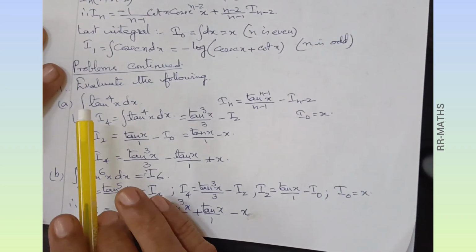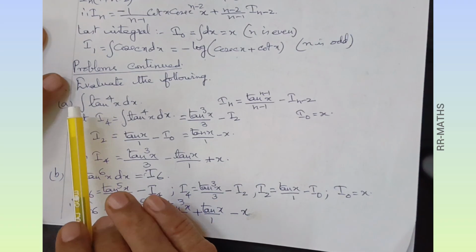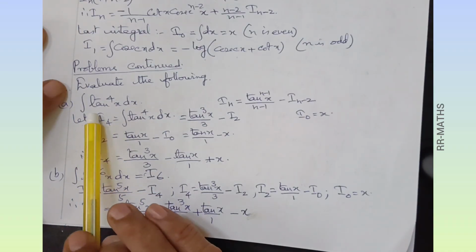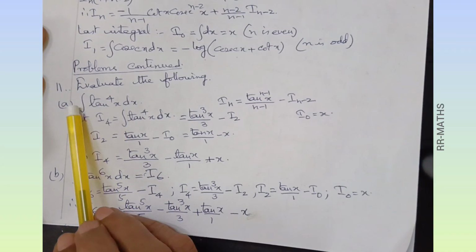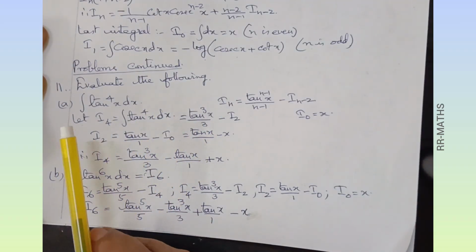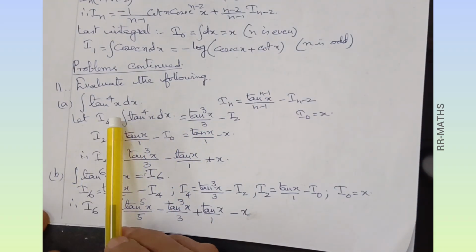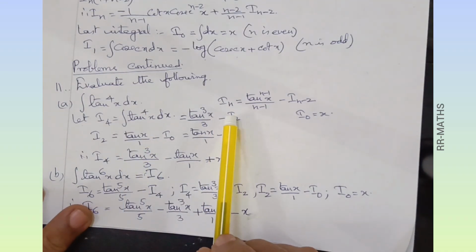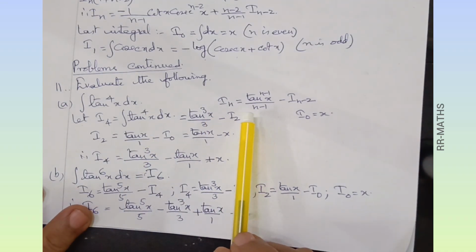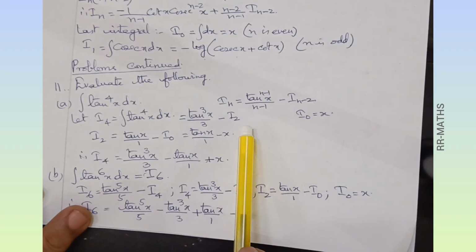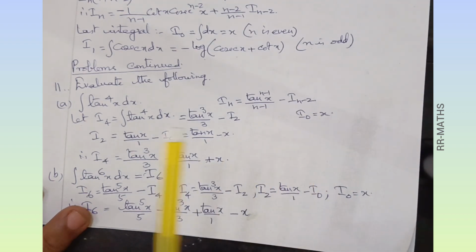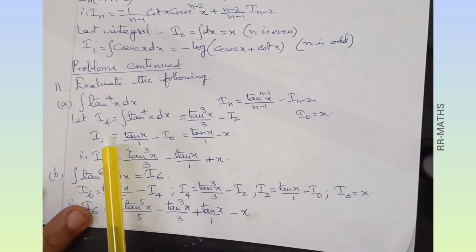We are doing reduction formulae. We will do problems related to tan, cot, secant and cosecant today. So we start with evaluate the following integrals. I take the first one, integral tan to the power of 4x dx. We have found the formula as In is equal to tan to the power of n minus 1 x divided by n minus 1 minus I n minus 2, and I naught is equal to x for this.